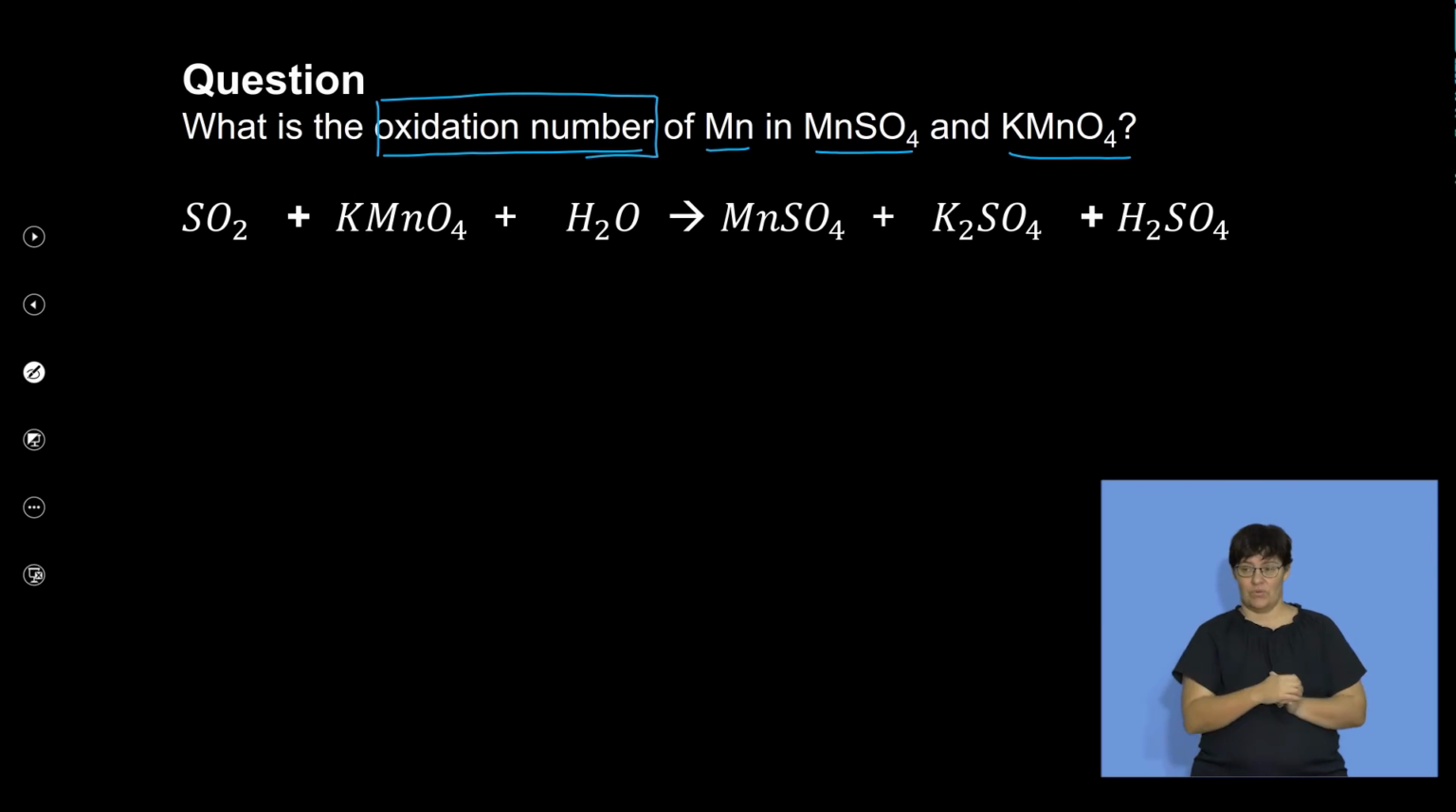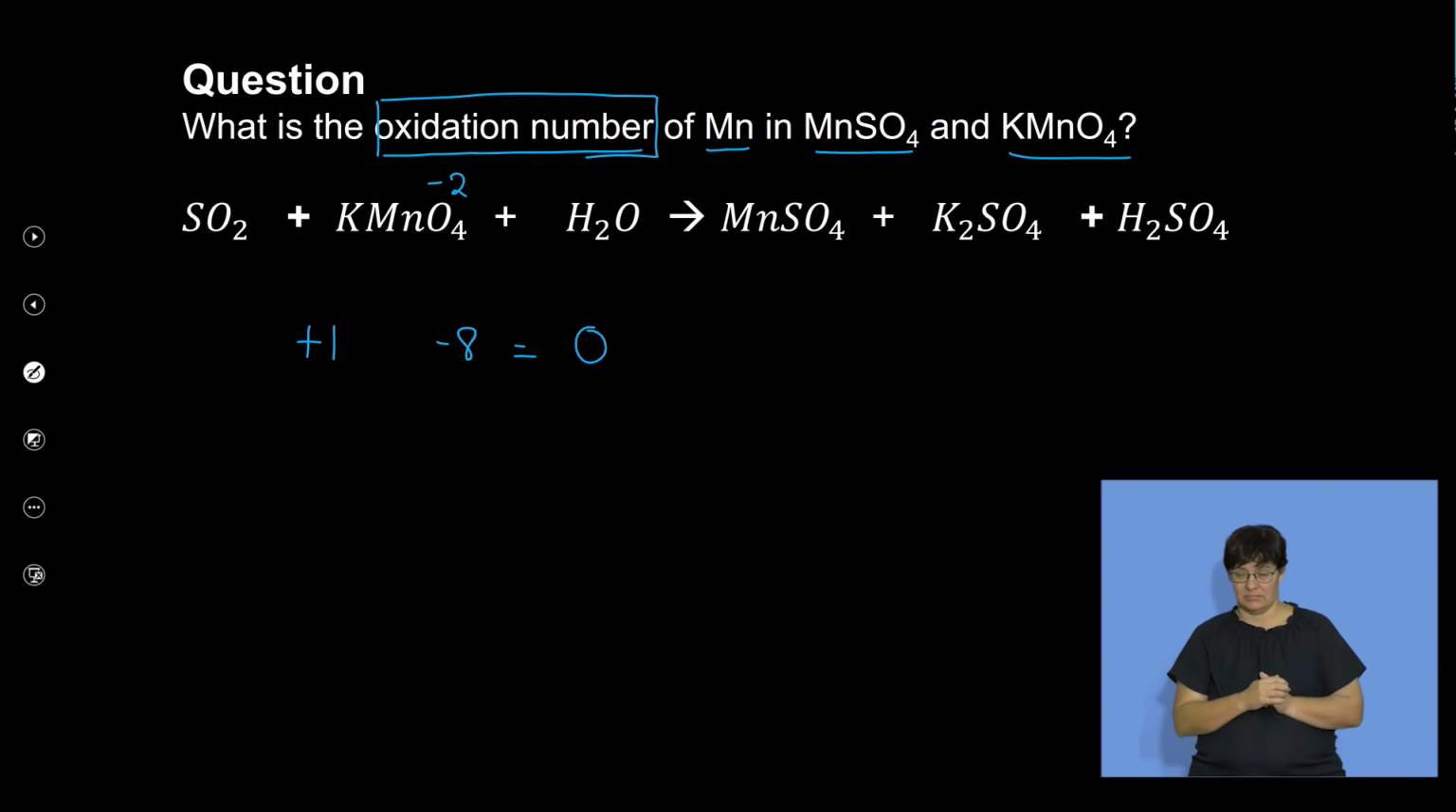So if the total is 0 in this case, let's use oxygen, which has a unit oxidation number of -2. If there are 4 atoms per formula unit there, then the total for oxygen is -8. And then potassium, as a group 1 alkali metal in its combined state, has a unit oxidation number of +1.